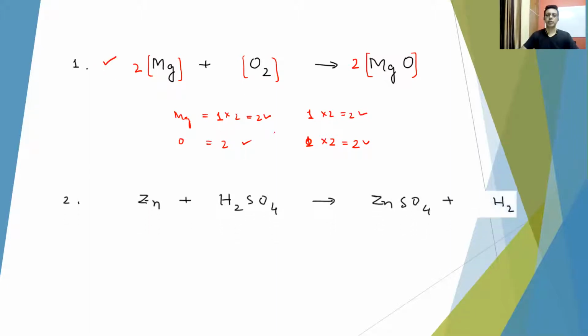So next equation that comes is this. So we'll see the different atoms, zinc, 1 in the left hand side, 1 in the right hand side. Hydrogen, 2 in the left hand side, 2 in the right hand side. Sulfur, 1 left, 1 right. Oxygen, 4 left, 4 right. That means this equation is already balanced. So you don't have to balance the equation, it's already in the balance.